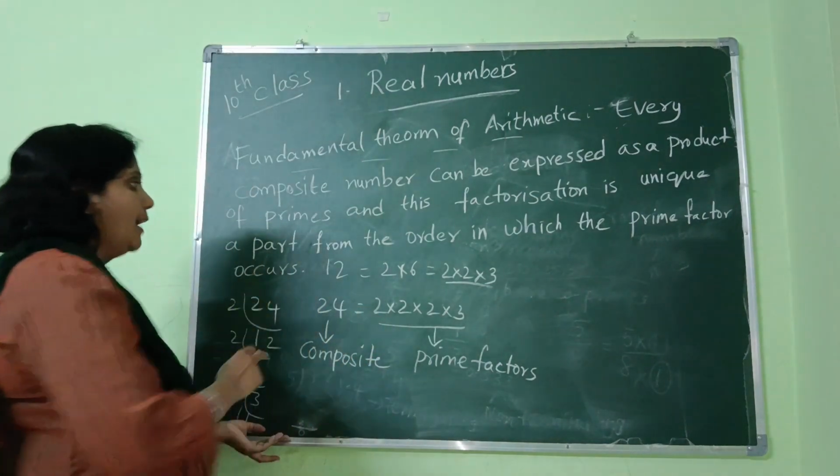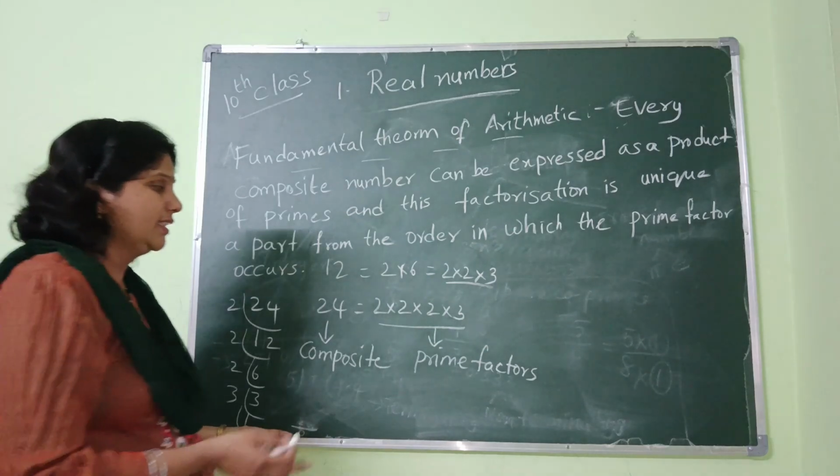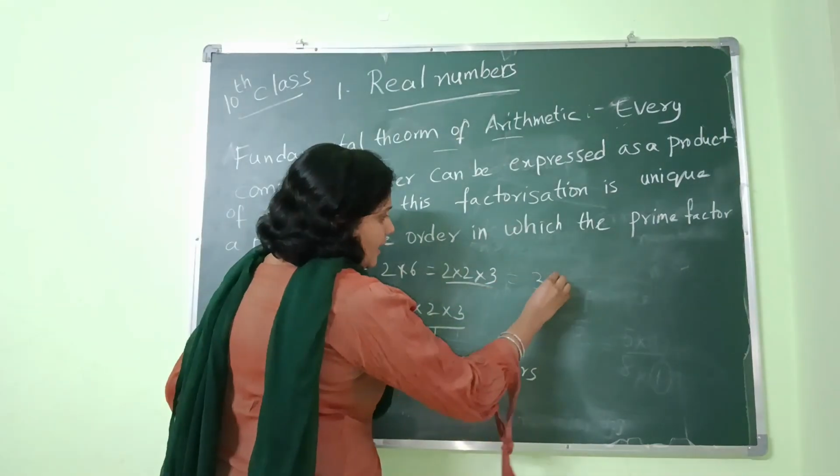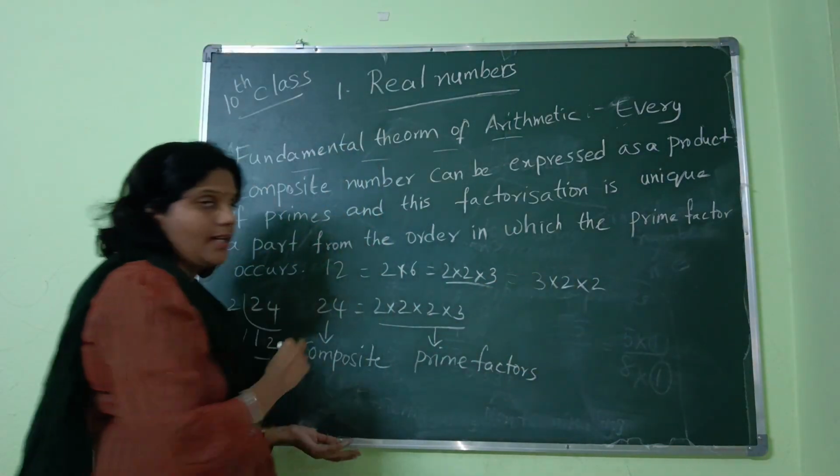So next, what is given? Apart from the order in which the prime factors occur. Suppose you write this as 3 into 2 into 2. Does the answer change? No.